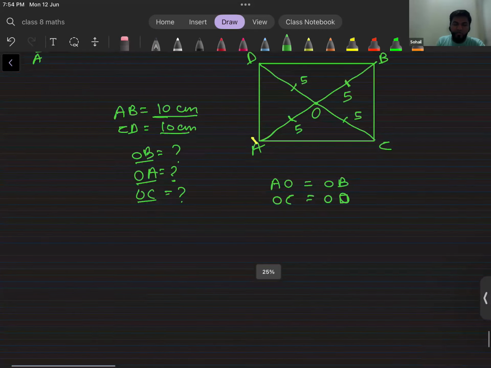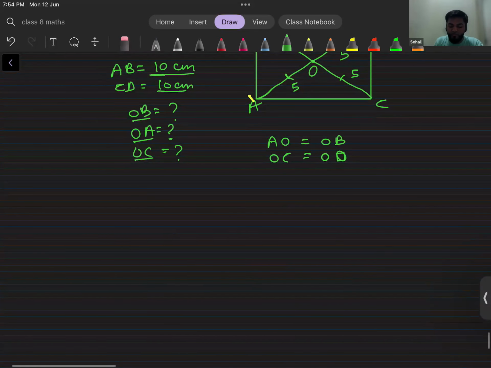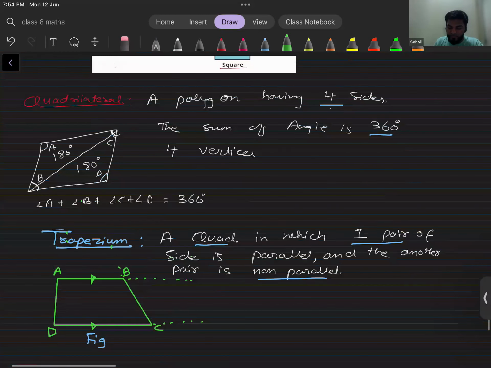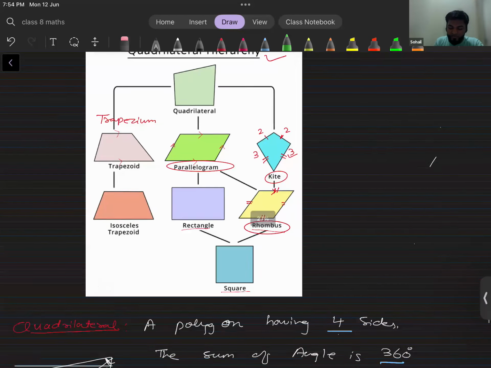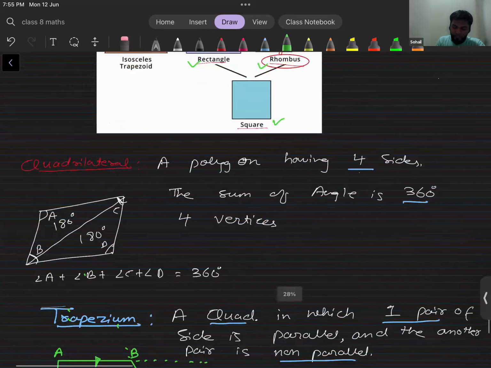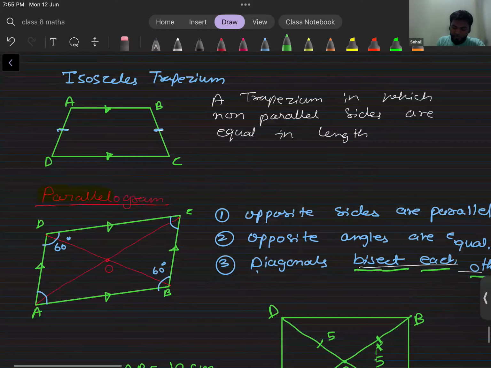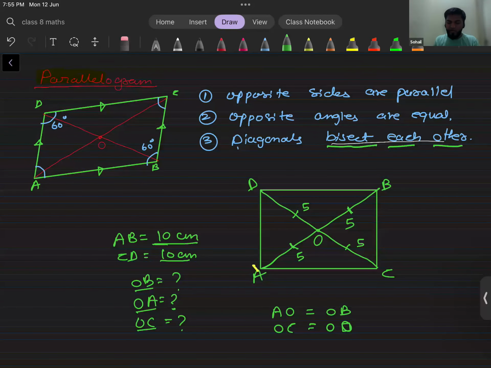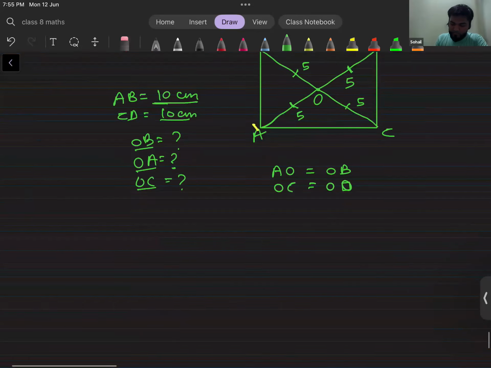A parallelogram has been further divided into rectangle, rhombus, and a square. So let's talk about this. Ahmed, did you get this bisection thing, how the diagonals are bisecting each other? Yes, sir. Good.